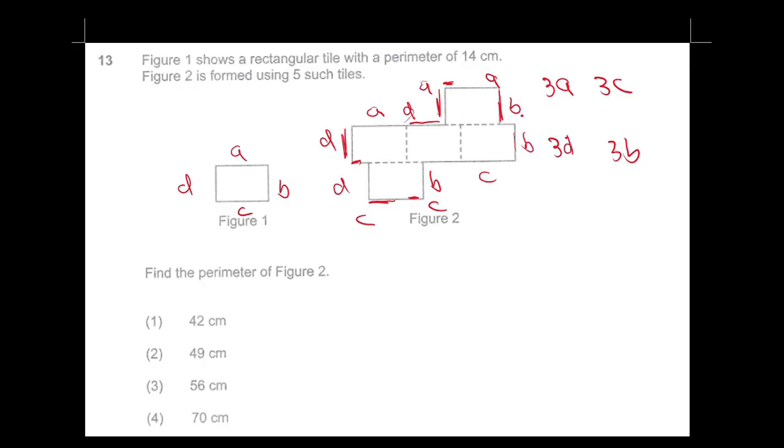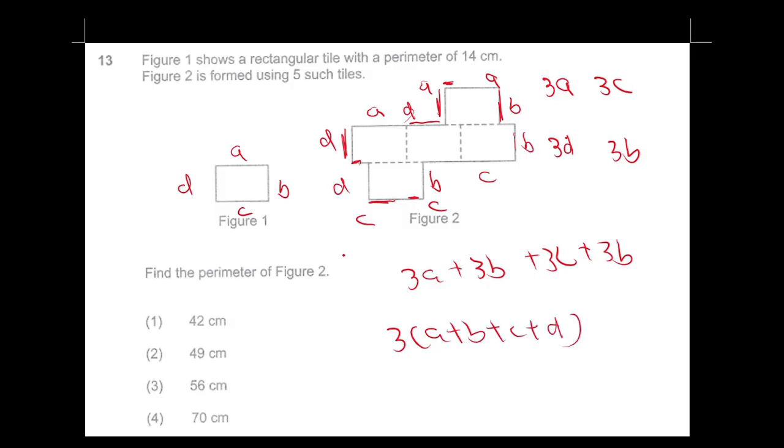Okay. So the total parameter of this object is 3A plus 3B plus 3C plus 3D. So it's actually 3 times of this object, figure 1. So if this is 3 times of this object, you have 3 times A plus B plus C plus D. Sorry, this should be D. Then what you need to do is take 14 multiplied by 3, which will give you 42. So this is 14 times 3. You may need to take some time to visualize it.